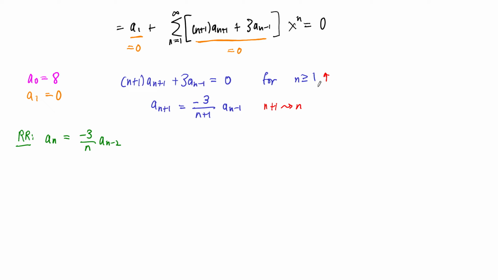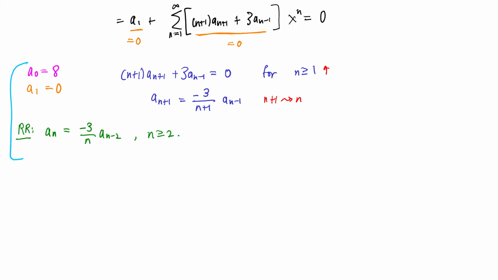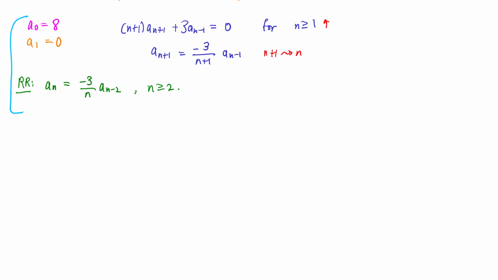And this now only applies for n greater than or equal to 2. Alright, and so notice that when it's written this way, we have covered all the indices. We have a sub 0 is 8, a sub 1 is 0, and then from then on, every other one is related to the one that comes 2 before it, right? So now we can start writing down some things.